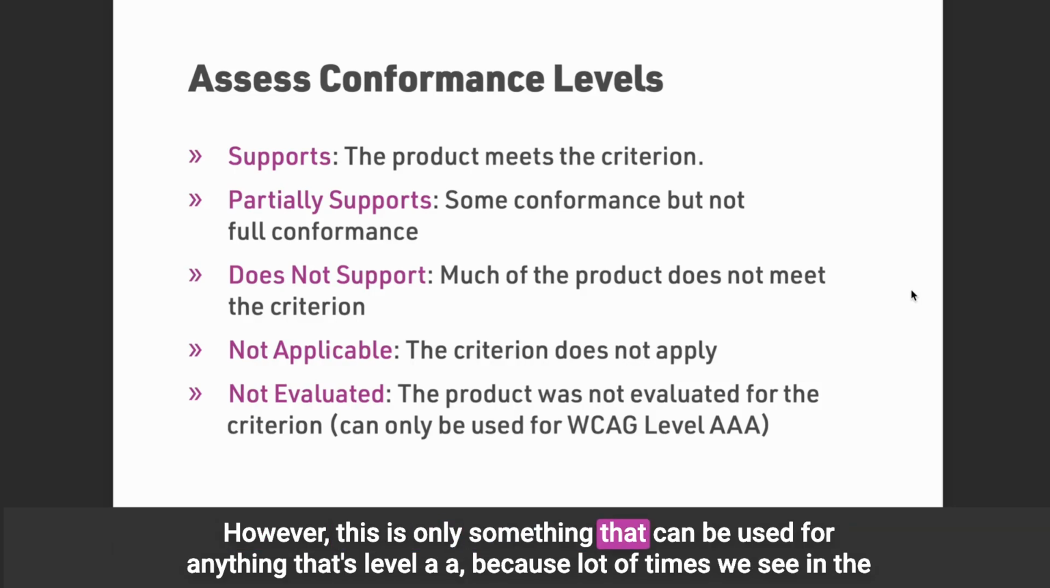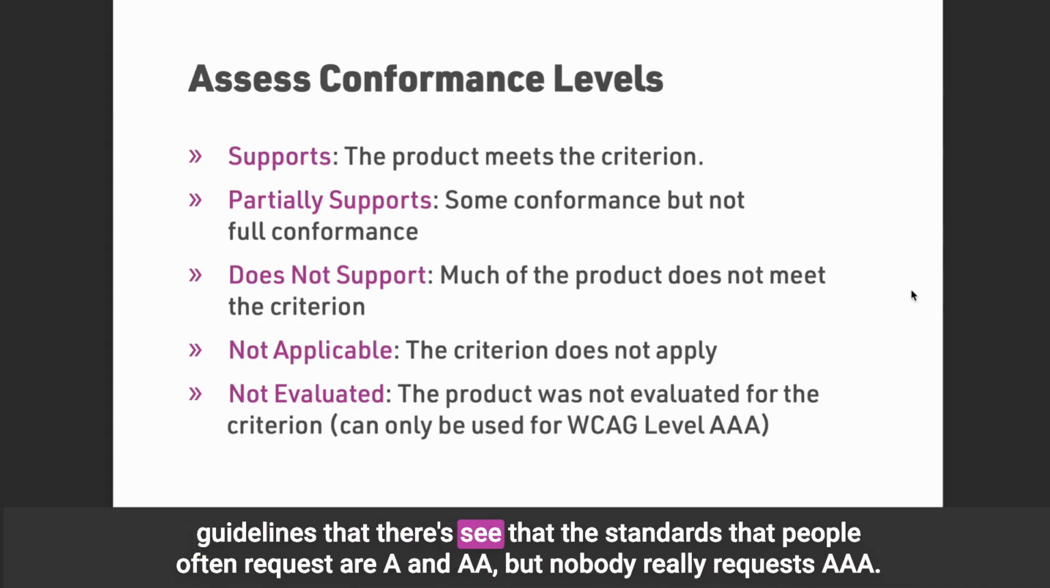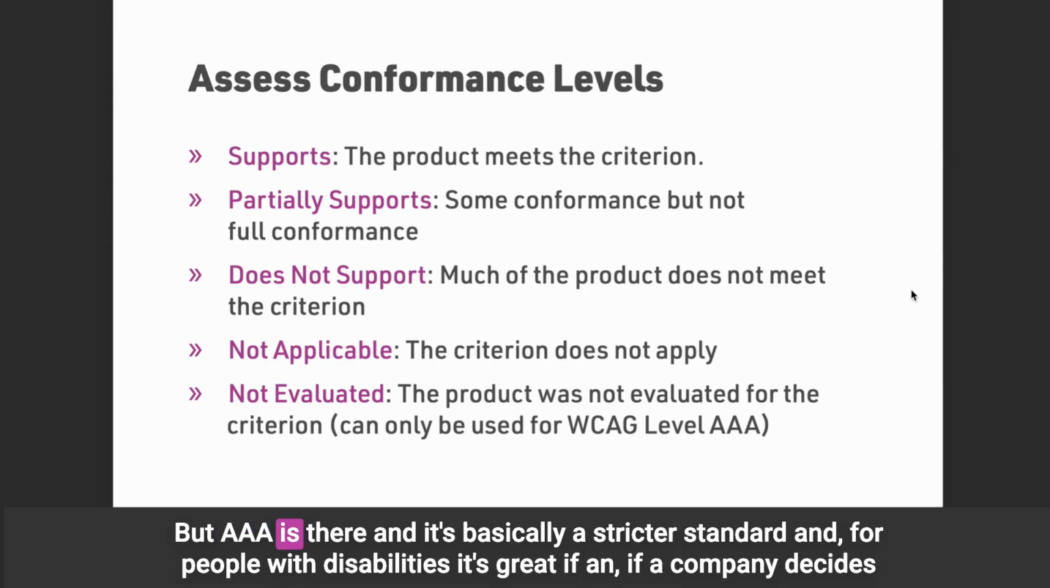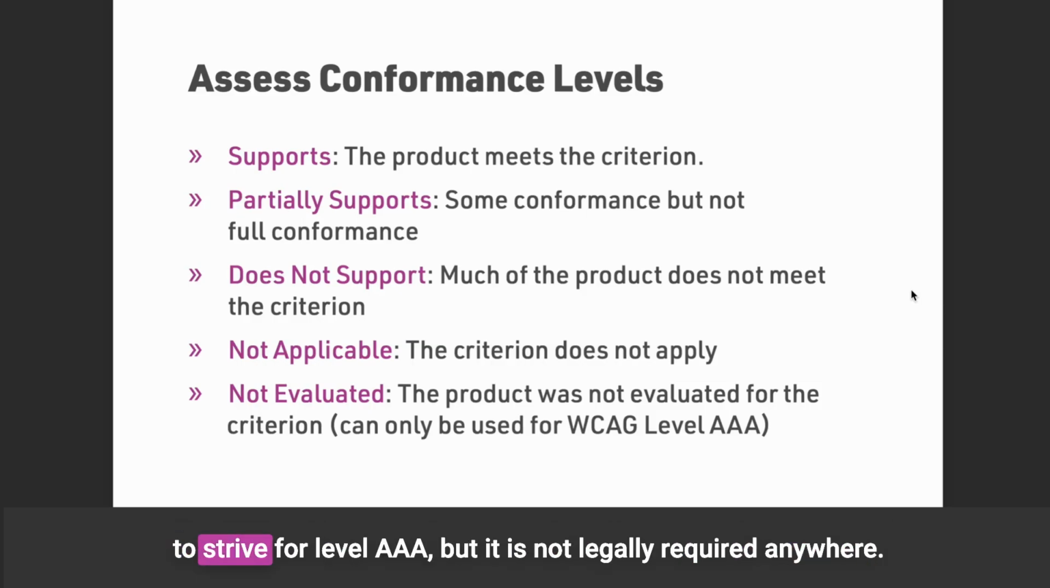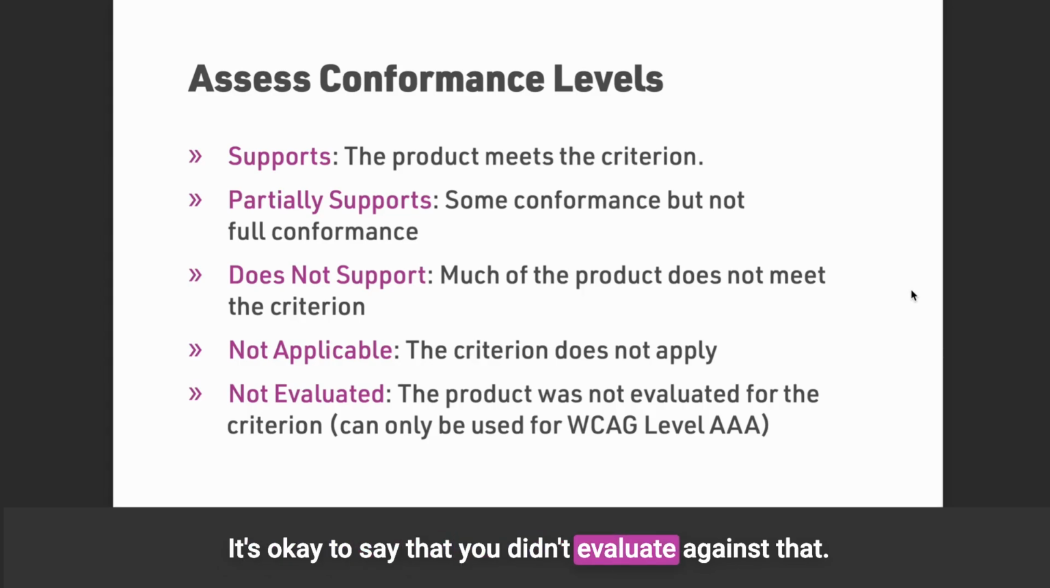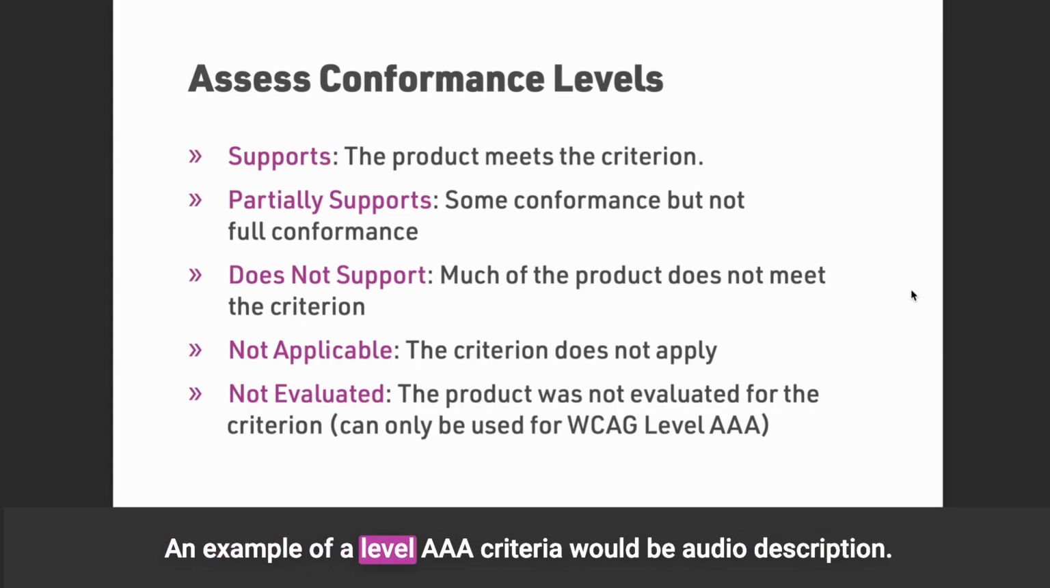However, this is only something that can be used for anything that's level AAA, because a lot of times we see in the guidelines that the standards people often request are A and double A, but nobody really requests triple A. But AAA is there, and it's basically a stricter standard. And for people with disabilities, it's great if a company decides to strive for level AAA, but it is not legally required anywhere. It's okay to say that you didn't evaluate against that.